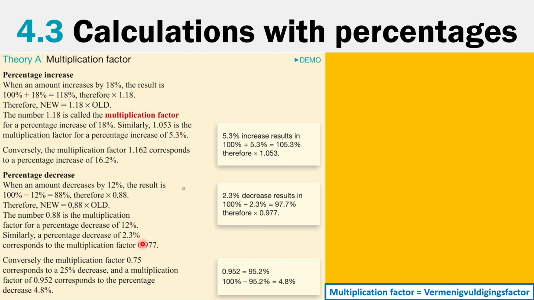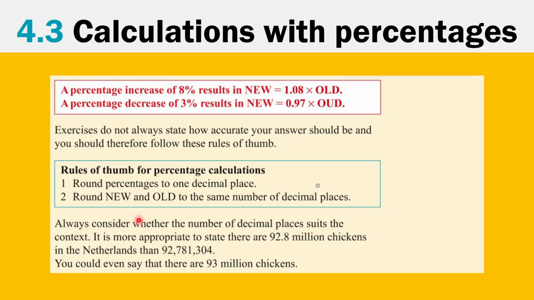Right, and how can you use a multiplication factor? Well, first of all, this last part of theory: a percentage increase, then I get 100% plus 8% divided by 100 is 1.08. A percentage decrease, I would do 100% minus 3% is 97%, divided by 100 is 0.97. Again, here they say out, of course that's to be old. And again, some rules of thumb that you have to use: round new and old to the same number of decimal places, round percentages to one decimal place.